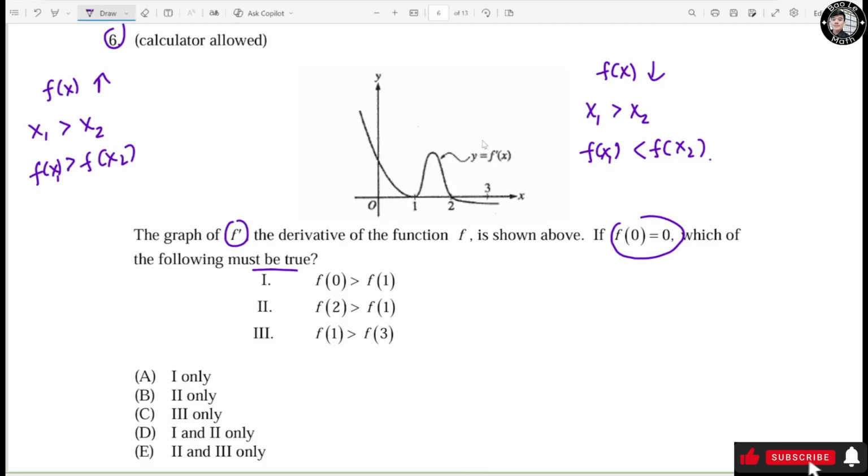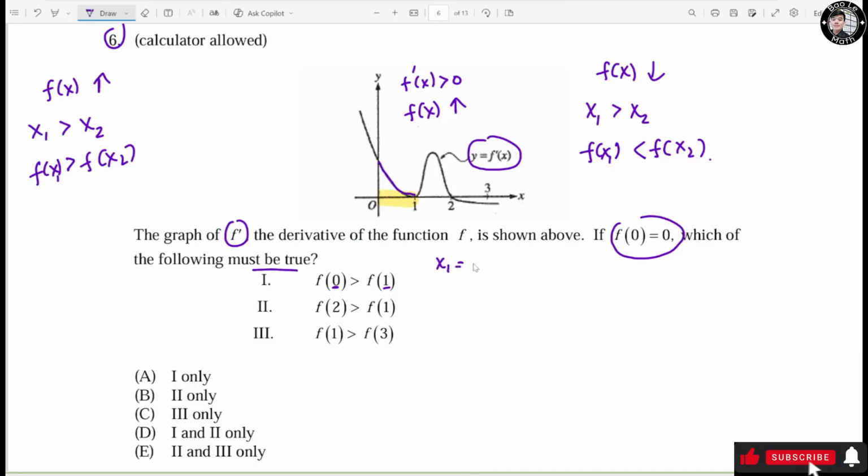So we look at the function f prime of s right here, the interval from 0 to 1. The function f prime of s is above the axis. It tells us that f prime of s is greater than 0. So if f prime of s is greater than 0, it tells us that the function f of s is increasing. So then we look at the value of s right here.